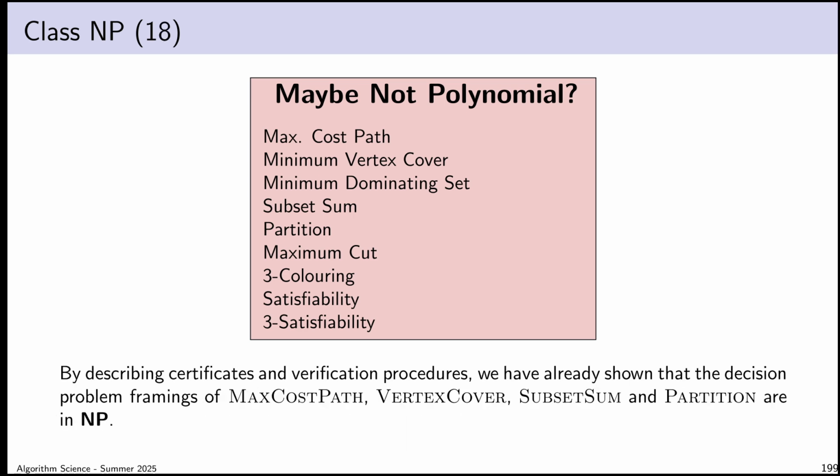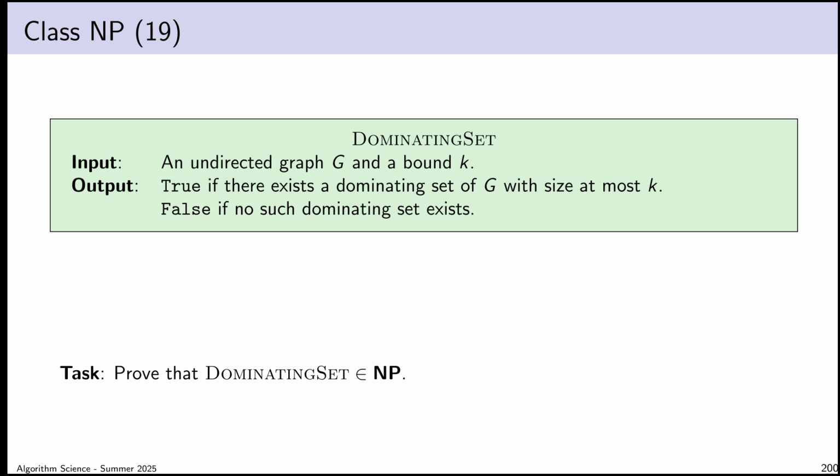We just need to be able to verify a valid certificate easily. So by describing certificates and verification procedures that took polynomial time, we have actually shown that max cost path, vertex cover, subset sum, and partition are in NP. The way that you can prove that a problem is part of NP is showing that there is a way of verifying a certificate for that problem in polynomial time.